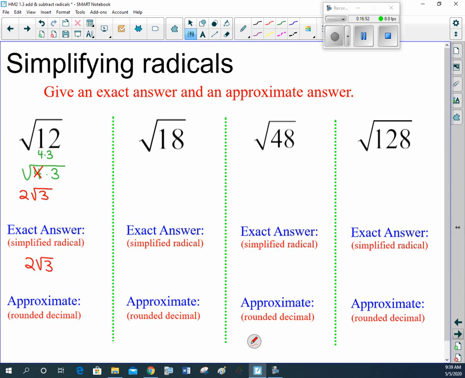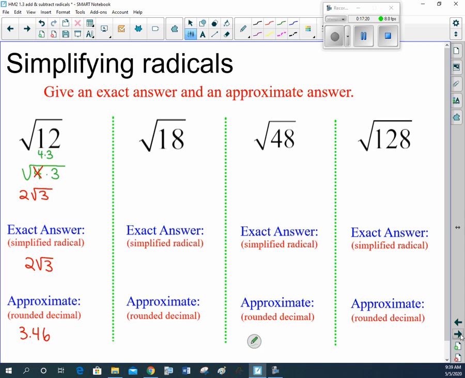Okay, this is where you get to use your calculator and tell me what the decimal is. I'm going to type in 2 square root of 3 and find out what that decimal value is. It's going to be, going to 2 decimal places, 3.46. That's an approximate answer. 2 root 3 is exact. 3.46 is approximate.